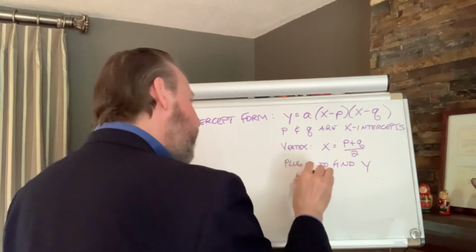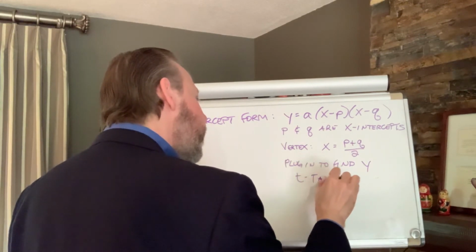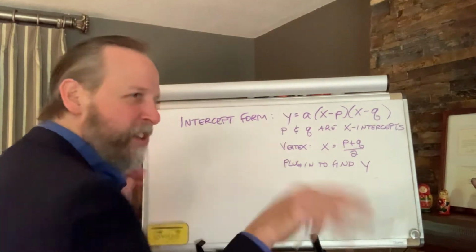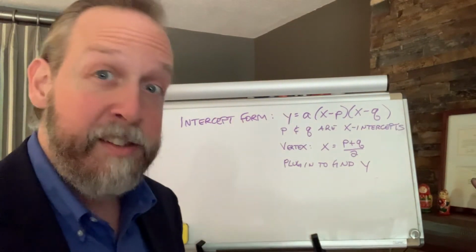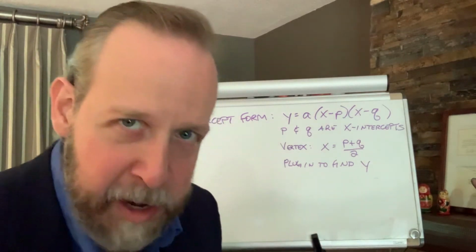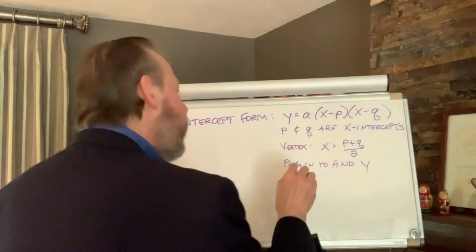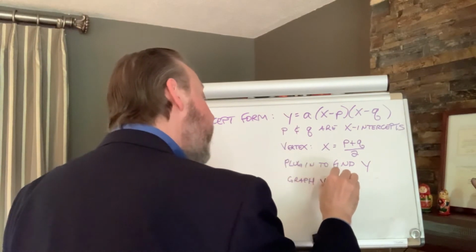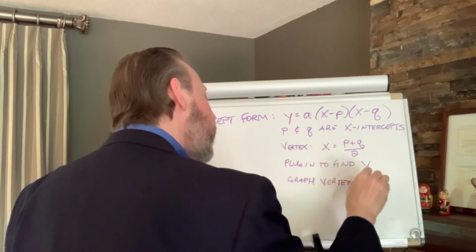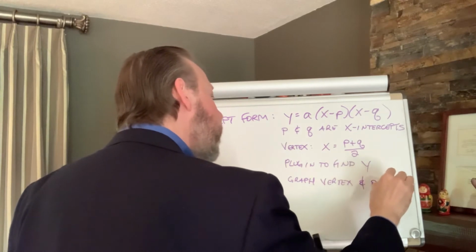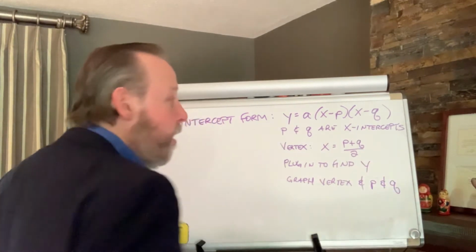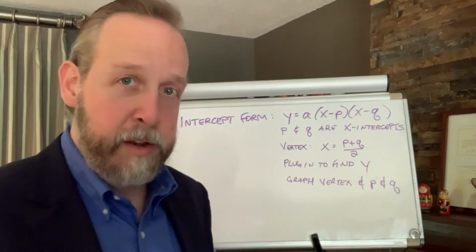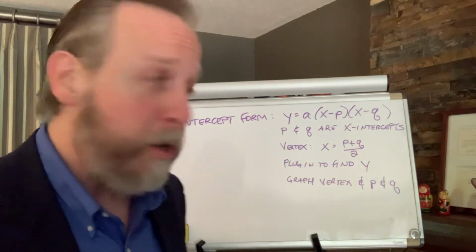And then you make a t-table as always. I'm sorry, we actually made an easier way. Forget the t-table for this one. This one actually is easier to graph. Don't worry about the t-table for intercept form. Just graph the vertex and p and q, because that's going to actually give you the curve. You don't have to worry about the t-table in the intercept form. It actually is kind of easier.